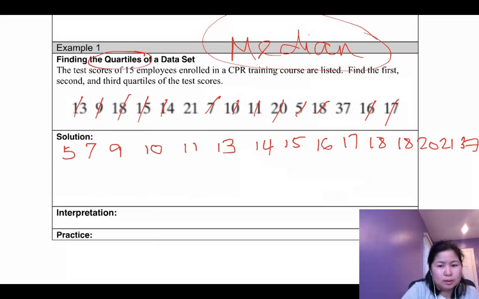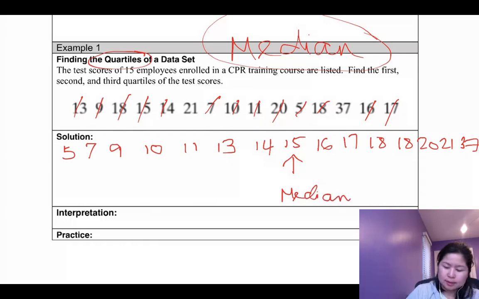Based on what you remember, I need you to identify the median from this data set for me. We rearranged this, so what is the median for this one? I need you to tell me. 15. Okay, so this is the median. 15. Good.